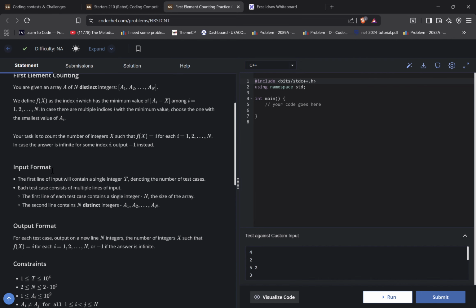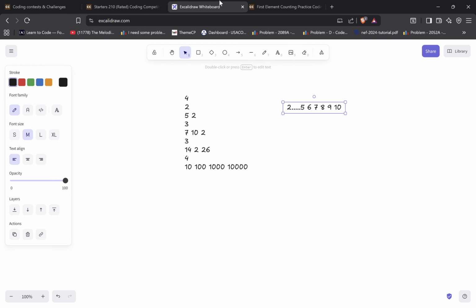Since there are multiple such integers here, in case the answer is infinite for some index i, we output -1. The total number of numbers greater than 5 is infinity, so we output -1. Similar thing would occur for the lowest element, which is 2. The number of numbers lesser than 2 is infinite, so it will also get -1. Here, since there are only two numbers, in the first case your output would be -1 and -1.